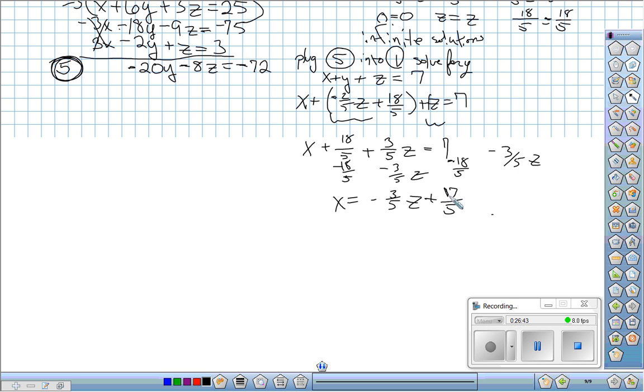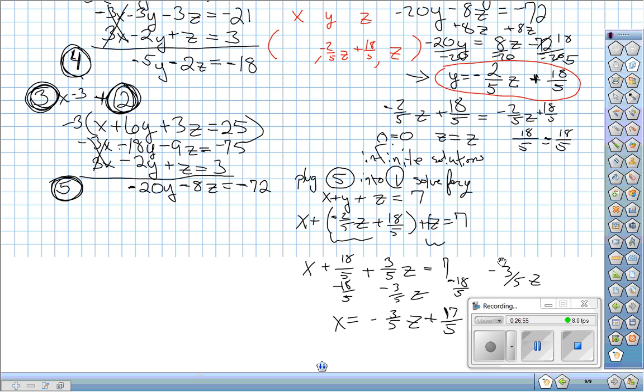Okay, and it's just by chance that those numbers are so close to each other. You could have written 3 plus 4, but I just like writing everything in the same terms. So if I have fractions, I like fractions, and if I have decimals, I like writing decimals. So for the rest of my writing out my ordered triple, my x is equal to negative 3 over 5 z plus 17 over 5.